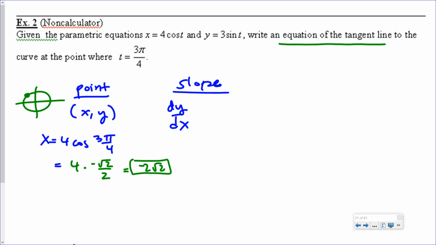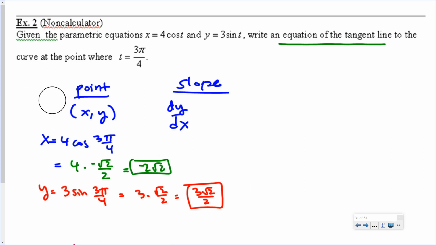What's your y equal to? Well, that's right here, 3 sine of t. But what's your t in this problem? They tell you it's 3 pi over 4. So that's going to be 3 times the sine of 3 pi over 4, which is square root of 2 over 2. Now be careful. This is what my x is, and this is what my y is, but what you want is a point. So the point would be x comma y.